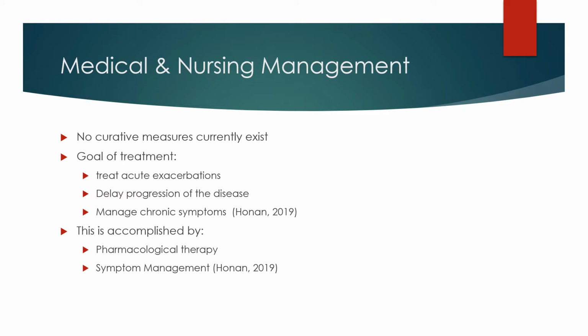Currently, no curative measures exist for MS. The goals of treatment are to treat the acute exacerbations, delay progression of the disease, and manage chronic symptoms, and this is accomplished by pharmacological therapy and symptom management. Included in symptom management is the promotion of physical mobility through exercise and stretching to aid in minimizing spasticity and contracture. Activity and rest are important, as well as minimizing effects of immobility through range of motion exercises. It is important to assess any motor or sensory dysfunction these patients may be experiencing to properly aid in preventing injury.